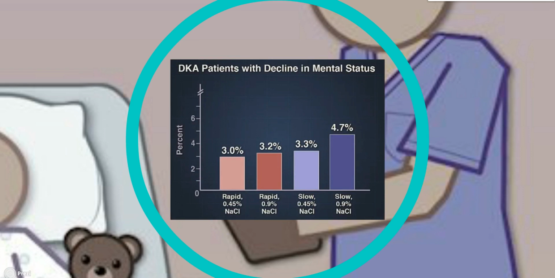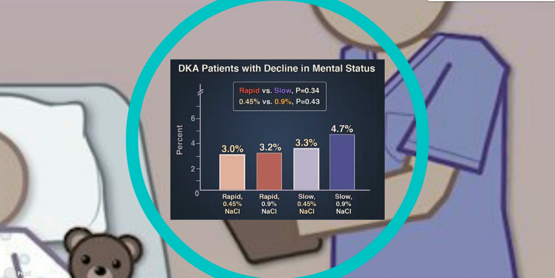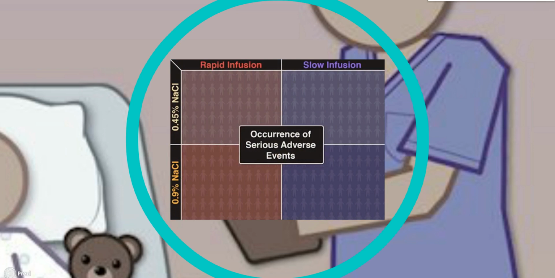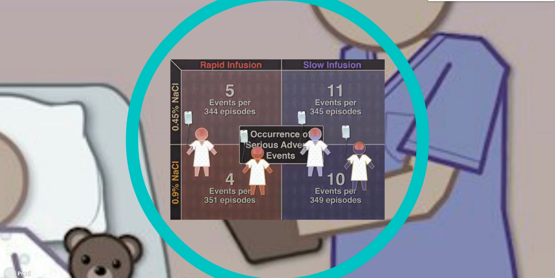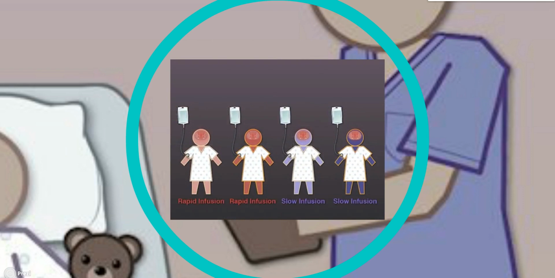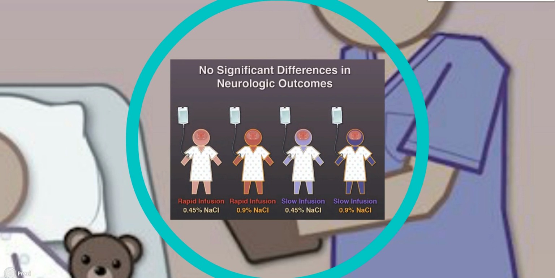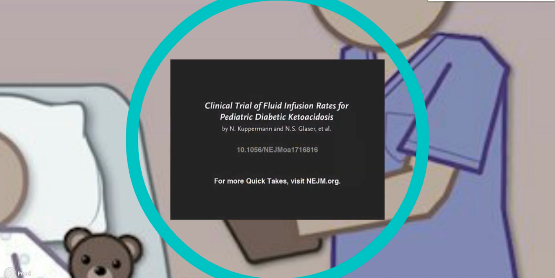There was no significant difference in the rate of the primary outcome between the rapid and slow infusion groups, or between the 0.45% and 0.9% saline groups. Serious adverse events were rare and occurred with similar frequency in all groups. The authors conclude that neither the rate of administration nor the sodium content of intravenous fluids significantly influences neurologic outcomes in children with diabetic ketoacidosis. Full trial results are available at nejm.org.